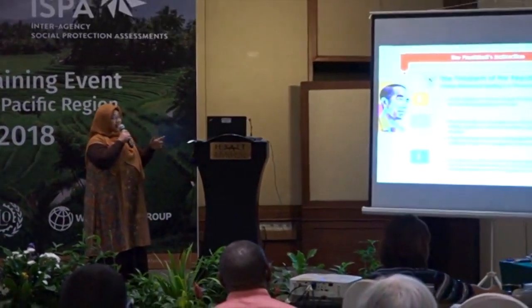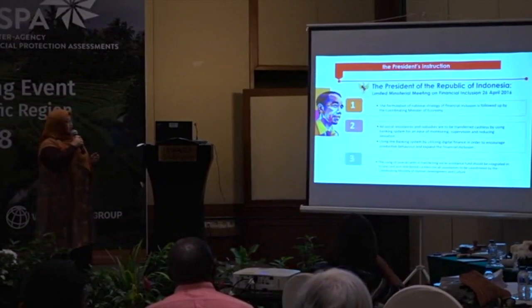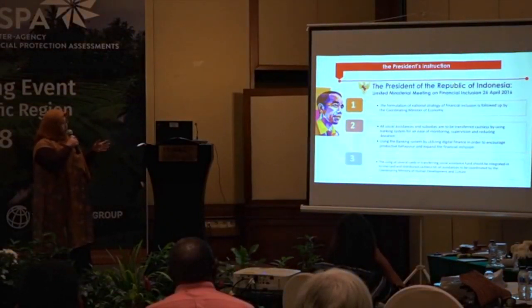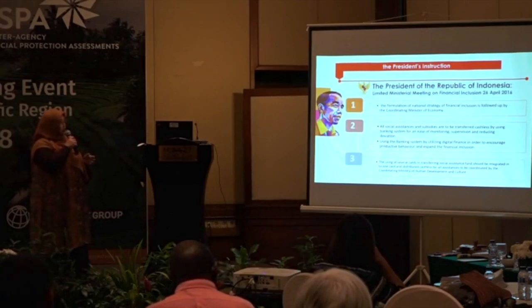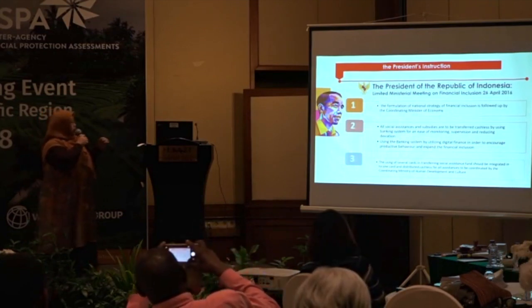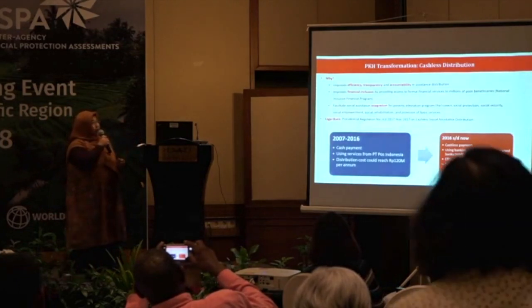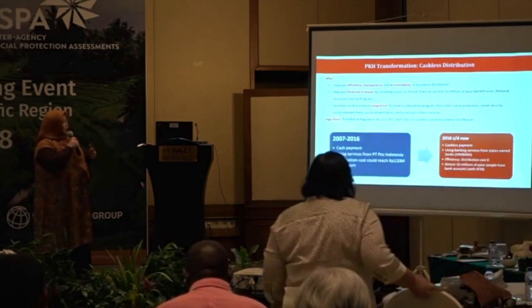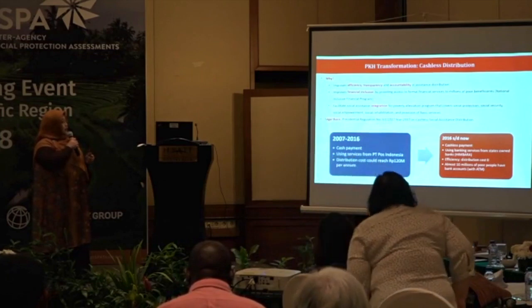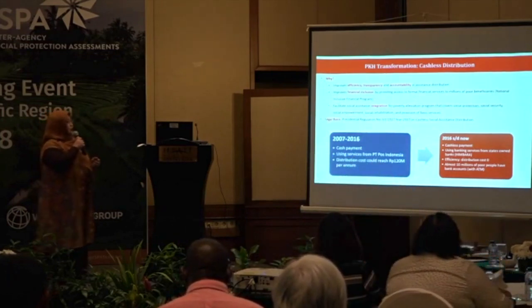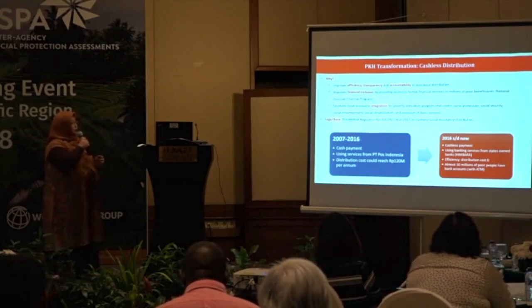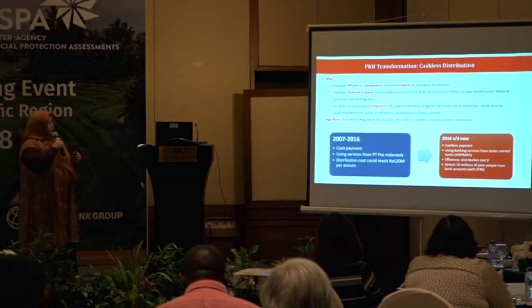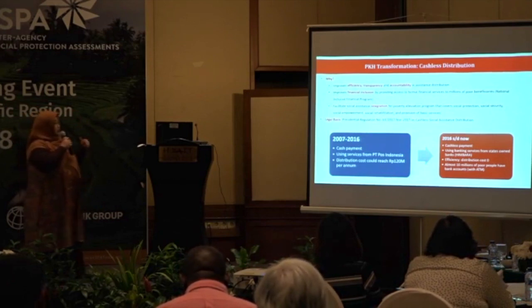I think the President already learned about the interagency social protection assessment, so he asked all of us that all social assistance and subsidies are to be transferred cashless by using the banking system for ease of monitoring, supervision, and reducing deviation. Why PKH transformation to cashless distribution? It is the same as what the presenter before already mentioned. It improves efficiency, transparency, and accountability, improves financial inclusion, facilitates social assistance integration, and this is the legal basis.